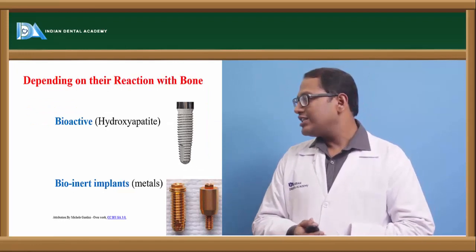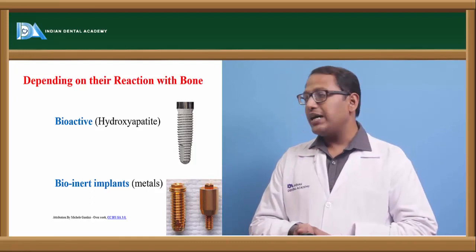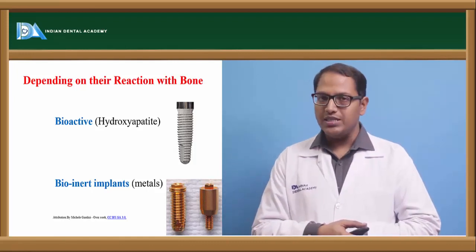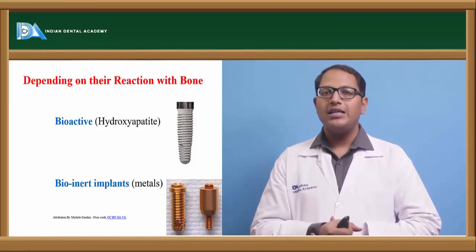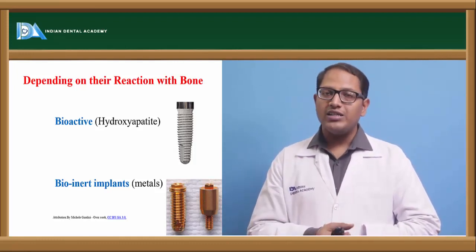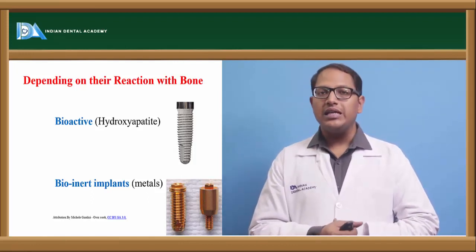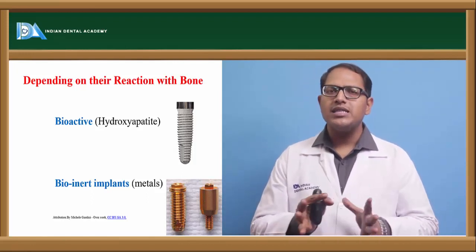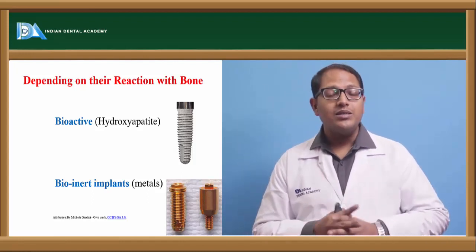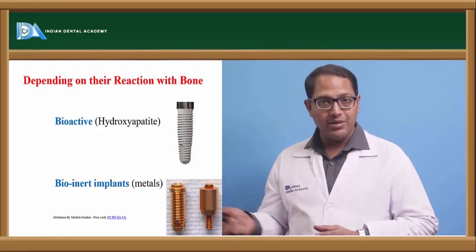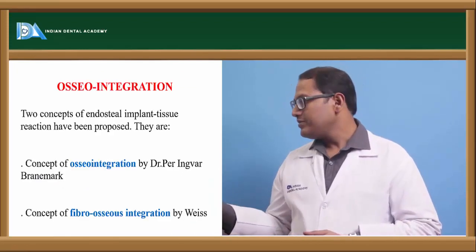Depending on the reaction with the bone, it can be bioactive or bio-inert. Bioactive implants have, for example, hydroxyapatite crystals. It has been found that if you add these to the surfaces of the implant, it is going to give more effect to the implant per se. Whereas bio-inert materials will not cause any disadvantage by being placed in the human body. Those are bio-inert materials, such as titanium implants or gold implants, which are biocompatible in nature.